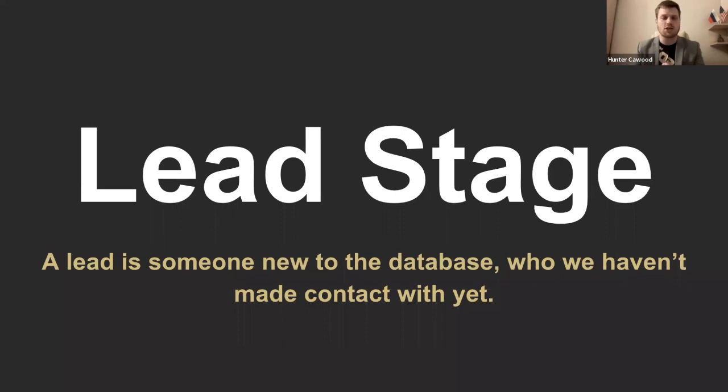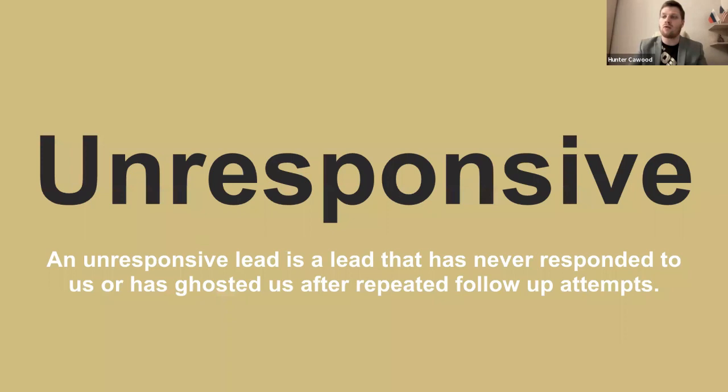The first one is lead stage. Someone in a lead stage is someone who's new to your database, who you haven't made contact with yet. Specifically, I typically keep a lead in lead stage for no more than 10 days. During those 10 days, obviously, I'm going to try to pound them, get in front of them, and try to make contact in any way possible. But after 10 days, I would move that lead over into the unresponsive stage.